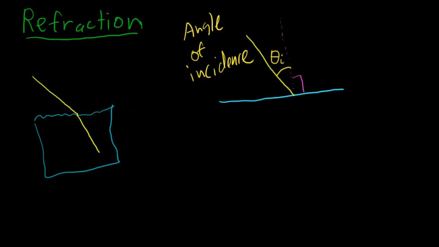Now, after the light goes through the water, make it green light now, it will have bent a little bit. And the normal is still perpendicular to the surface. I'm not doing a great job of drawing this, but I think you get the idea. So that angle here now is called theta R, and that is the angle of refraction.